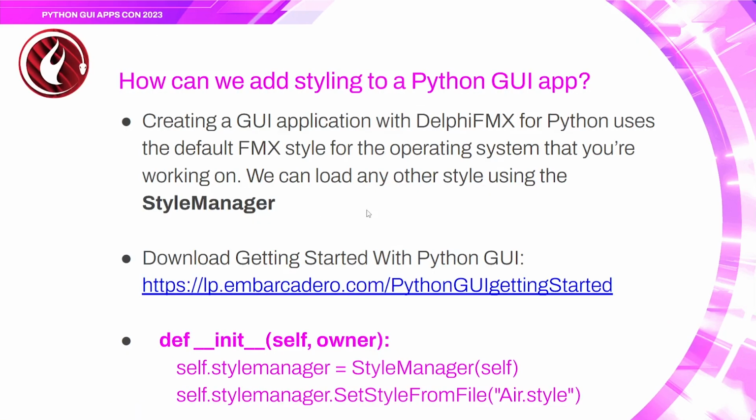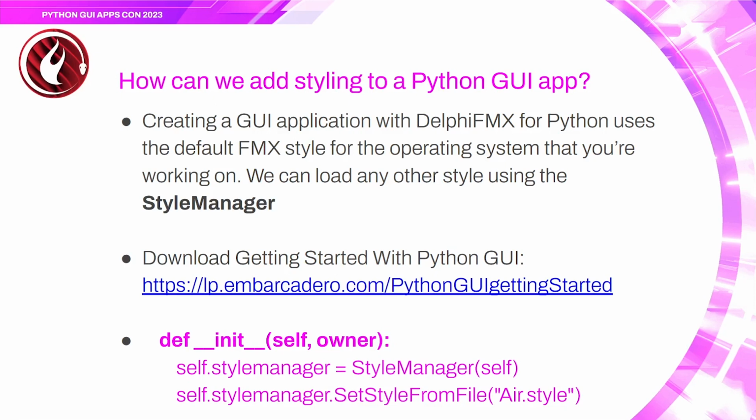And so let's move on here. So how can we add styling to a Python GUI application that's built with DelphiFMX? Creating a GUI application with DelphiFMX for Python uses the default FMX style for the operating system that you're working on. We can load any other style using the style manager. And so you can get the styles from this link and also an ebook that provides more information about DelphiFMX.